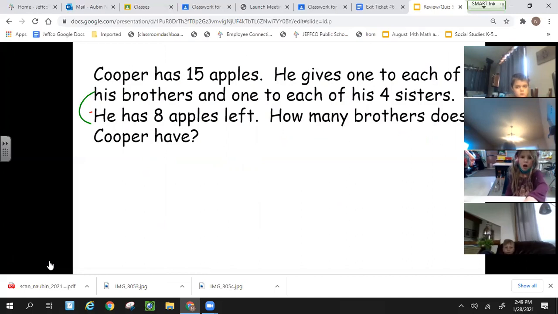Cooper has 15 apples. He gives 1 to each of his brothers. We don't know how many brothers he has. And 1 to each of his 4 sisters. He has 8 apples left. How many brothers does Cooper have? You're going to have to read that more than once. That's confusing. Draw a picture. Write an equation. Write more than 1 equation to figure it out.